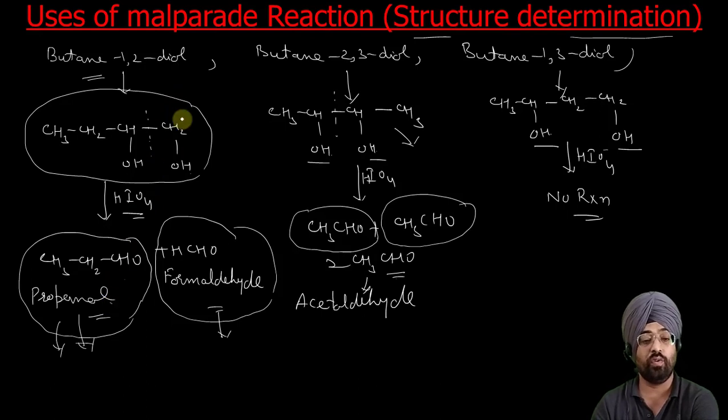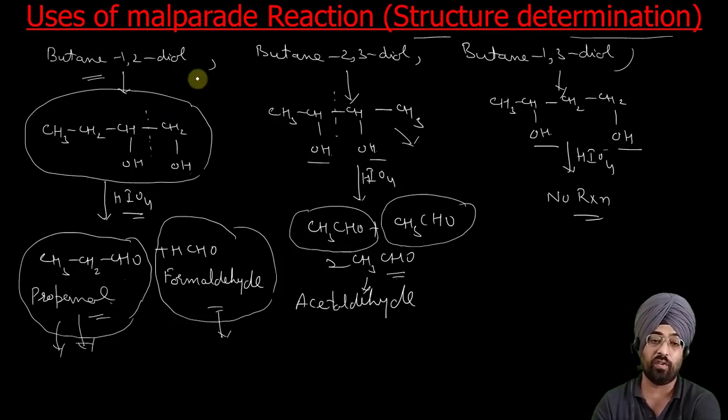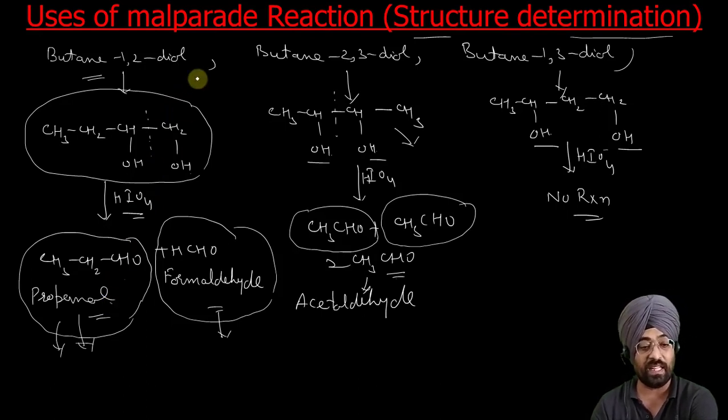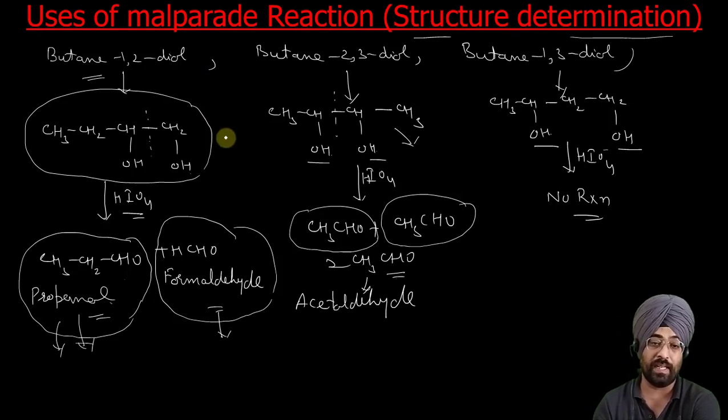Now suppose we react this diol with HIO4, and we get these two products, propanal and formaldehyde. Then what we will do is write all the possible structures of the diol, and then try to theoretically do the reaction. Suppose we write these three possible structures, then we split them according to our knowledge of the mechanism, and we will see what structural isomer gives these products, and these two products can be obtained from butane 1,2-diol.